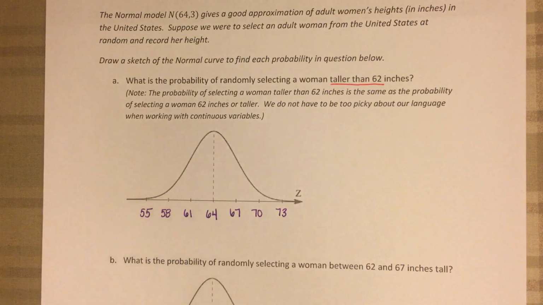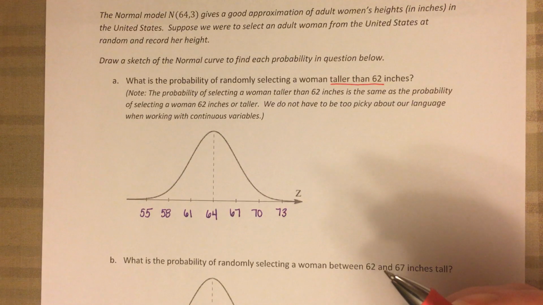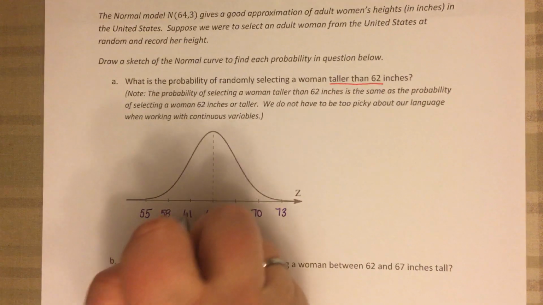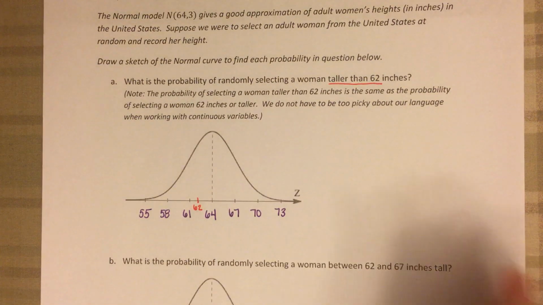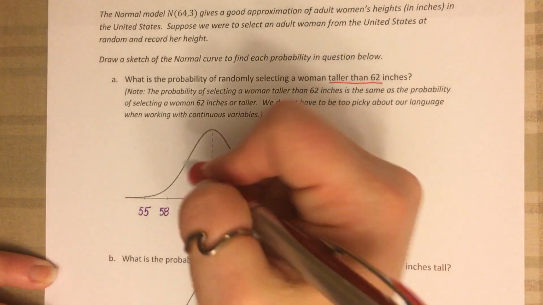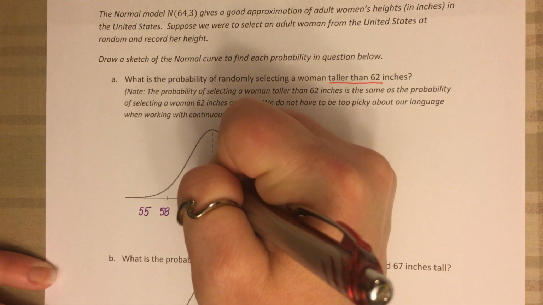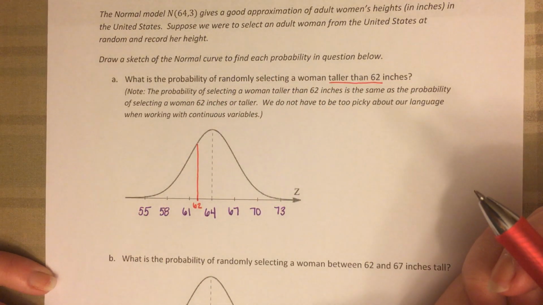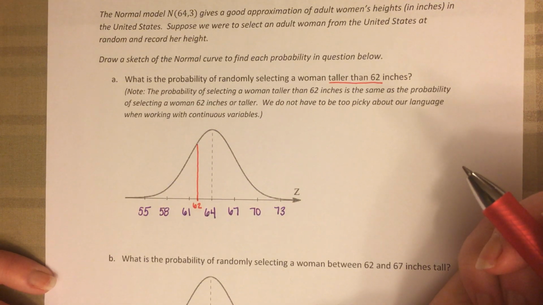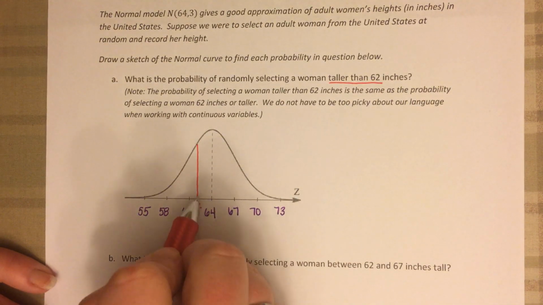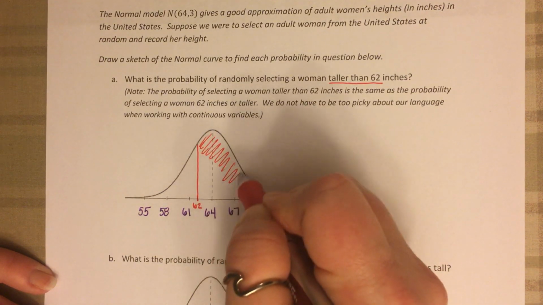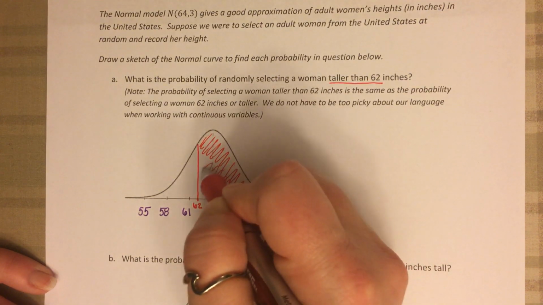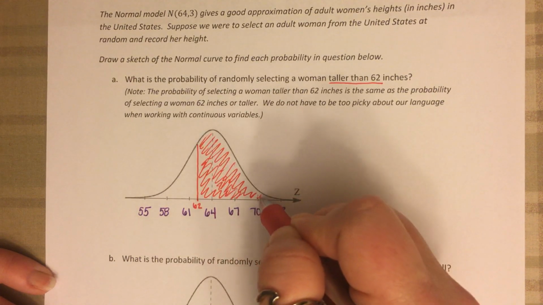So what is the probability of randomly selecting a woman taller than 62 inches? The first thing I'm going to do is go to my horizontal axis and find approximately where I think 62 is going to be. Then I'm going to extend a vertical line up into my curve from that 62. Then we need to decide which side of our curve we want to shade. Taller than 62 means we want to shade our area to the right. So we would take our curve and shade the area to the right of that value.